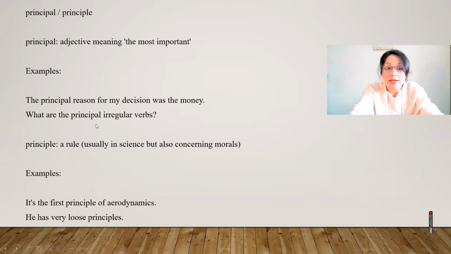What are the principal irregular verbs? So that means main, the most important. That is this principal, P-A-L. And then you have your principle, that means a rule, usually in science, but also concerning morals. It's the first principle of aerodynamics. All right, so talking about a rule, he has very loose principles. Again, talking about someone who doesn't have good morals. So that's what this one means. Principal and principle. Pronunciation is exactly the same.